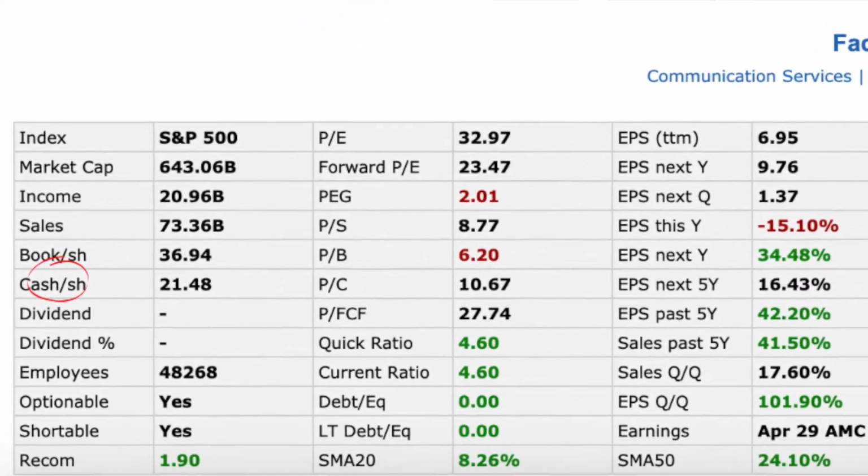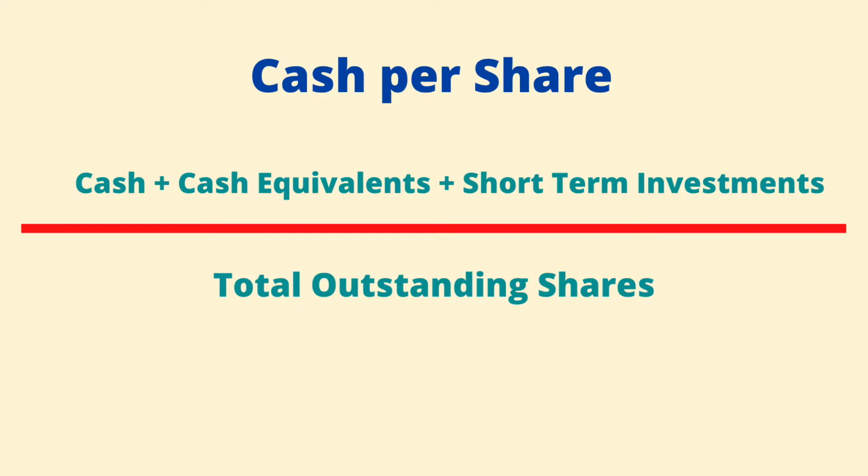The next stat we want to look at is cash per share. As you can expect, this metric measures a company's cash position relative to the shares out there. This also tells you at what share price the company has available cash to pay all its liabilities, and most importantly, how liquid the stock is. The formula for this is cash plus cash equivalents plus short-term investments, divided by total shares outstanding.